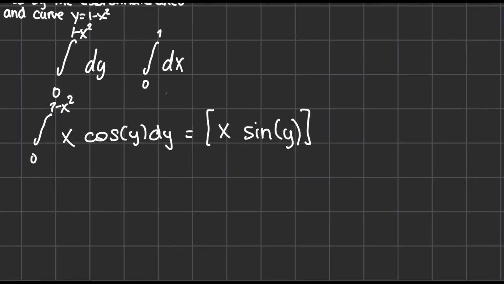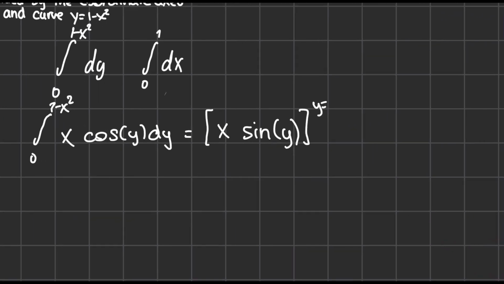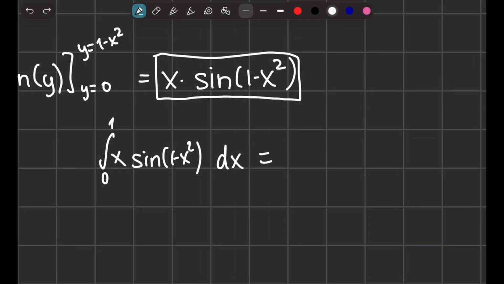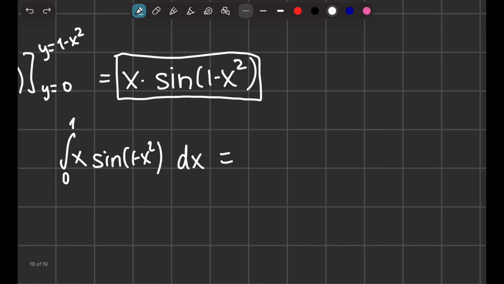And we integrate with respect to y, so we fill the bounds into the y. So y is equal to 1 minus x squared and y is equal to 0. So when you fill this in, you simply get x times sine of 1 minus x squared. So this part can be easily solved using u substitution. So what you have to do is you need to rewrite this inner part of the sine function as, let's say that u is 1 minus x squared.